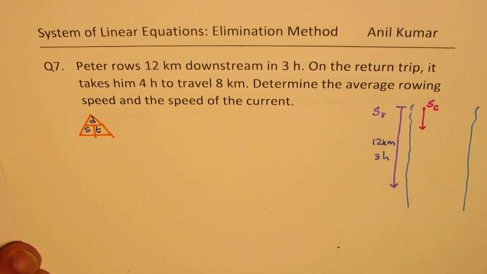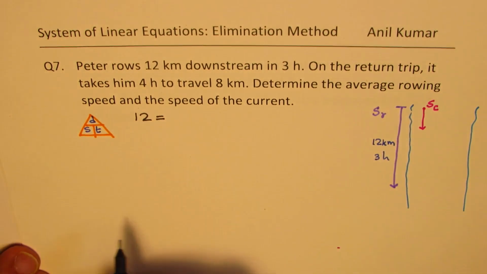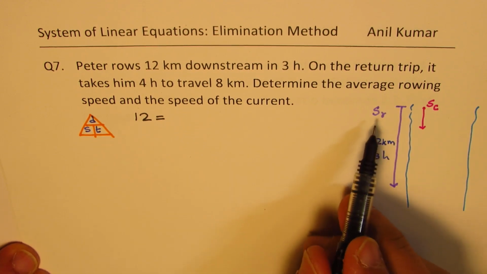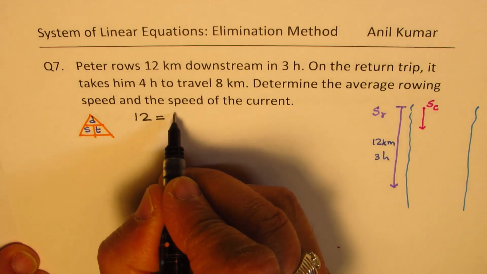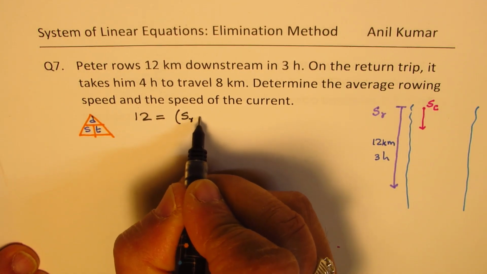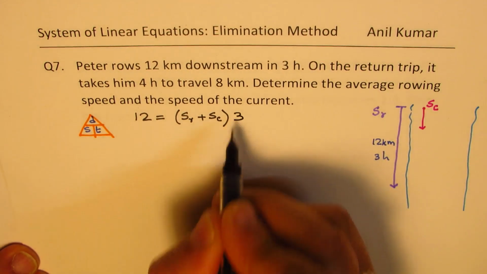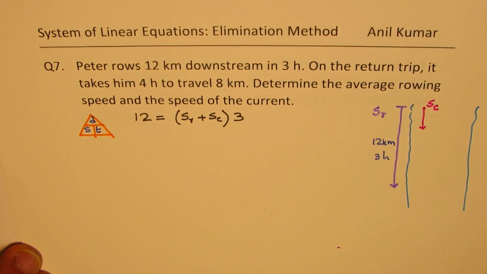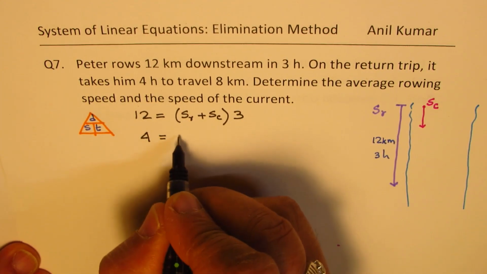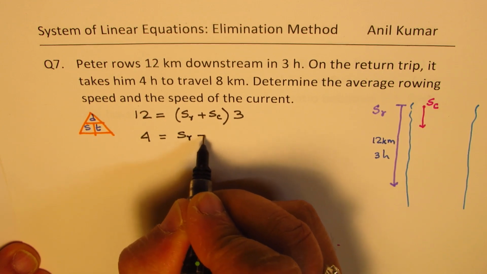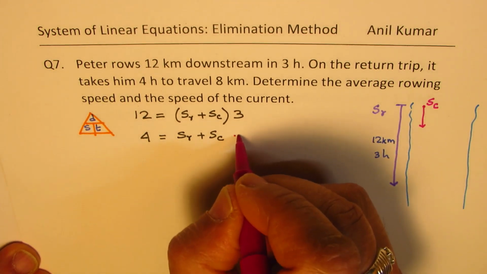So the distance of 12 kilometers is equal to speed into time. Now what is the speed? Now these two speeds, when you are doing in the same direction, add up. So speed is speed of rowing plus speed of the current, and the time is 3 hours. Clear? So that becomes your equation. You can divide by 3 and get it in simpler form. So 4 is speed of rowing plus speed of current. Clear? We'll call this our equation number 1.